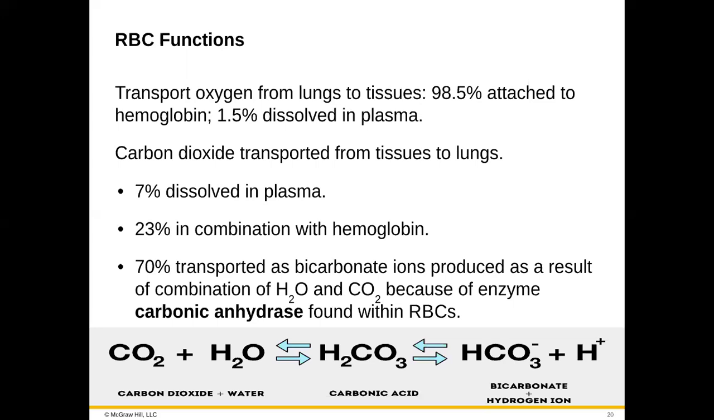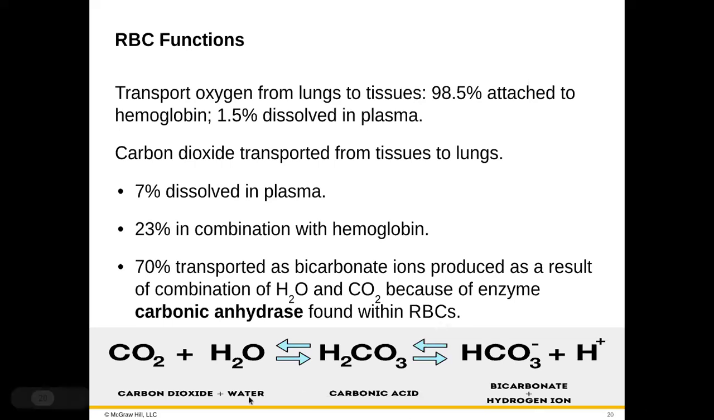I kind of referenced that earlier, that a lot of people don't realize that red blood cells have the ability to transport carbon dioxide. They do, 23% in this fashion. But 70% is going to be transported as bicarbonate ions produced as a result of the combination of carbon dioxide and water because of an enzyme known as carbonic anhydrase, which is found within red blood cells.